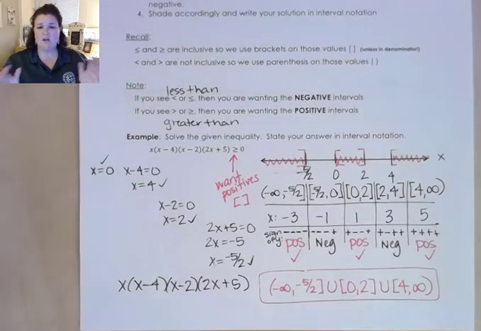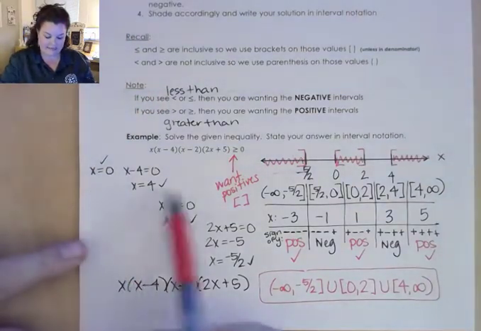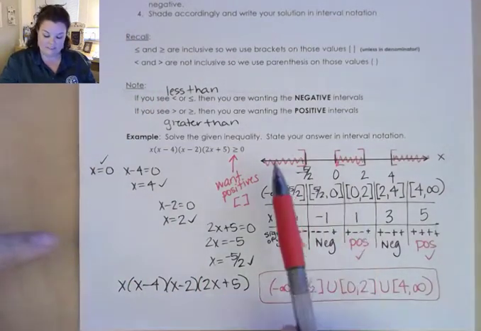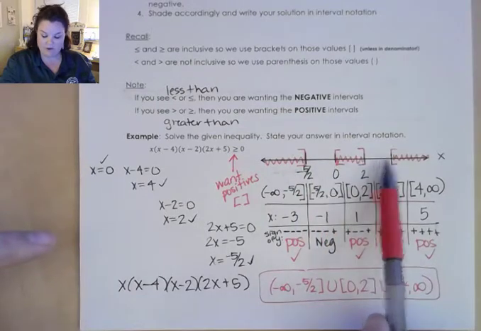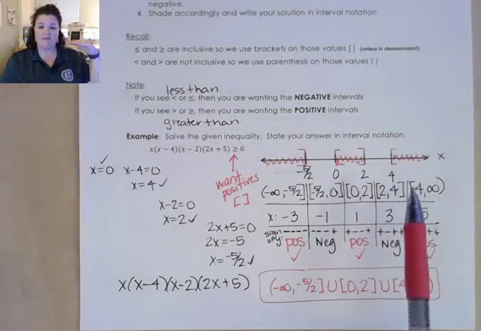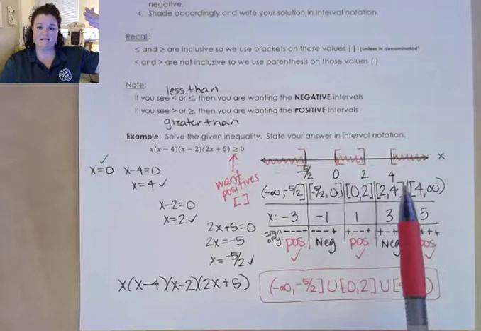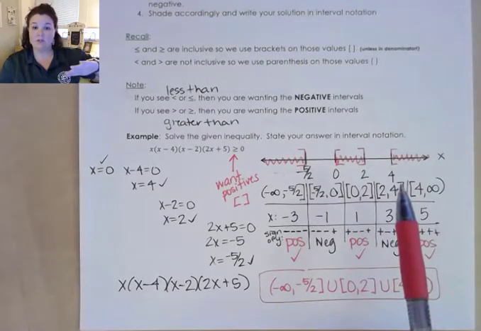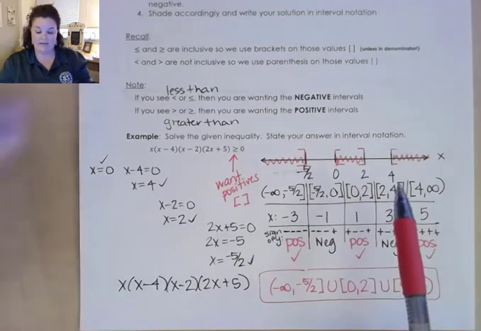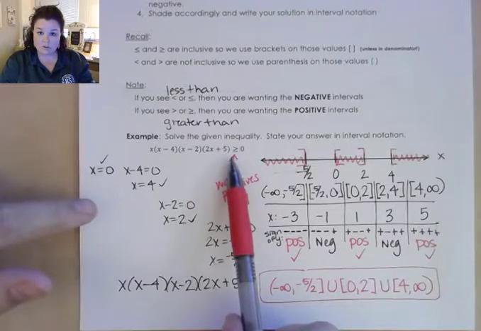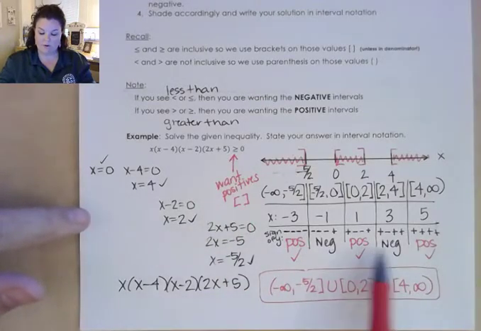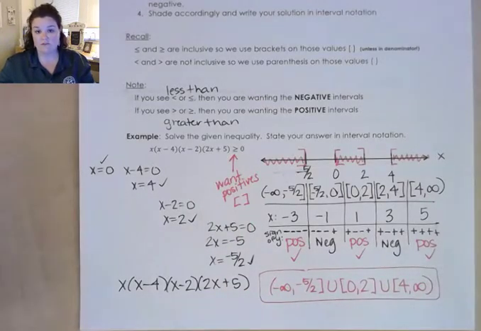Okay, so not too bad, right? All we do is find the x-intercepts, and then we're just testing points in between all those x-intercepts to see if the function values are above the x-axis, if they're positive, or if they're below the x-axis and they're negative. And then based on our symbol, that tells us whether or not we want positive intervals or negative intervals as our answer. Okay, so that's pretty much the gist of what the whole section is about.